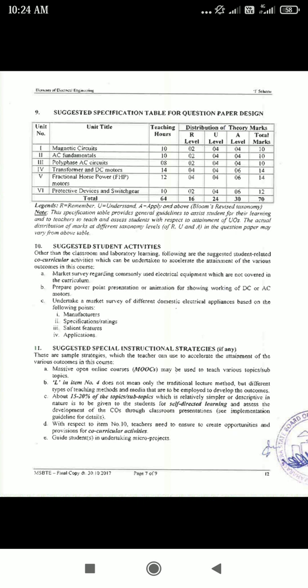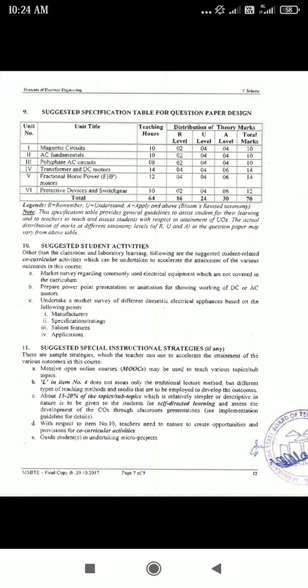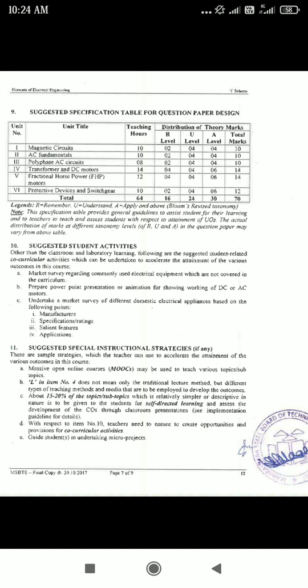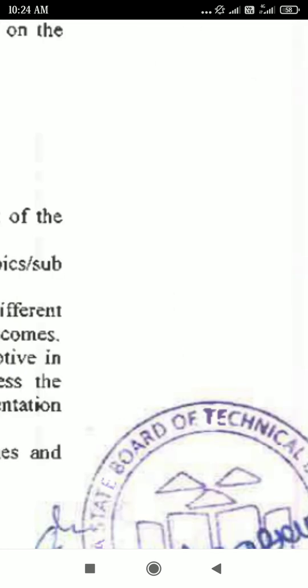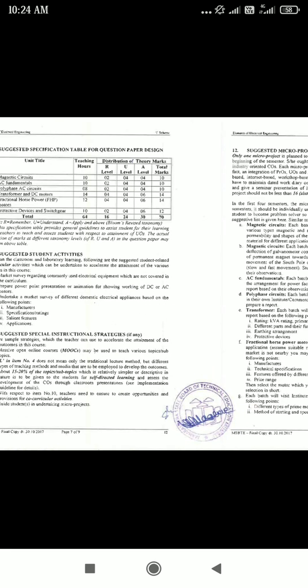The next unit is polyphase AC circuit. This unit also has 10 marks. Then transformer and DC motor. This unit is 14 marks. Then fractional horsepower motor or single phase induction motor has 14 marks. Then the last unit is protective device and switchgear. This unit is 12 marks. So the overall weightage of the 6 units is 70, right? 70 theory marks, right?